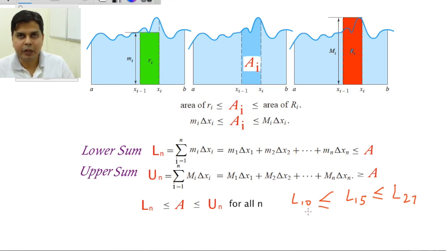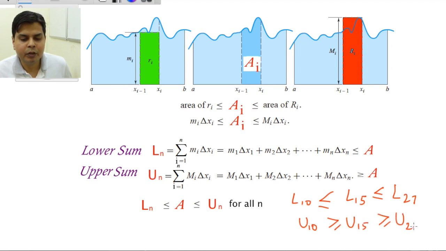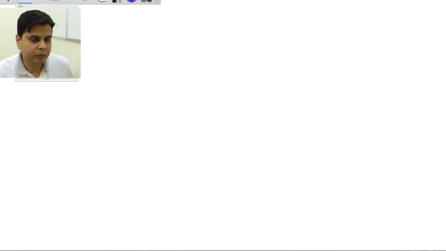Non-decreasing meaning they can remain constant at one value, or they can increase, but under no circumstance are they going to decrease. Similarly for Un's, I will show that U10 will be greater than or equal to U15, or greater than or equal to U27 or anything. Meaning these U's will form a non-increasing sequence. So let's see how they function.